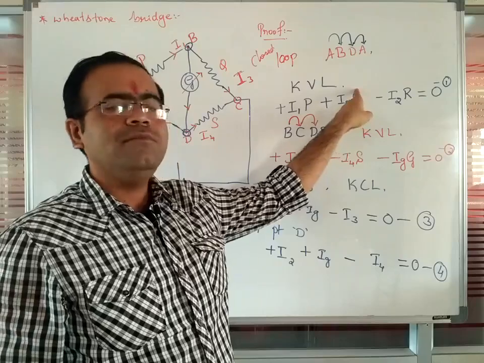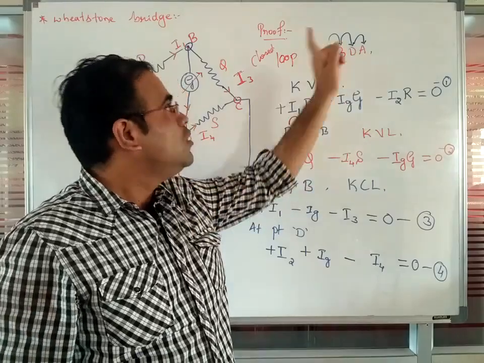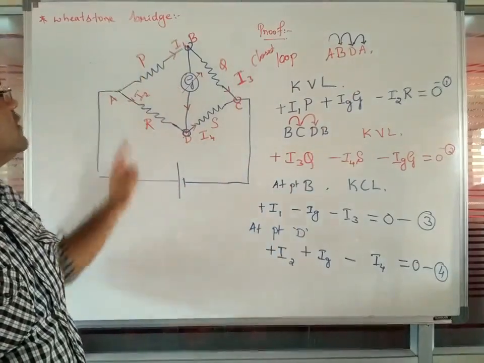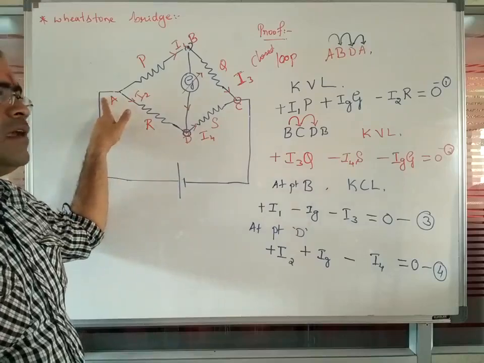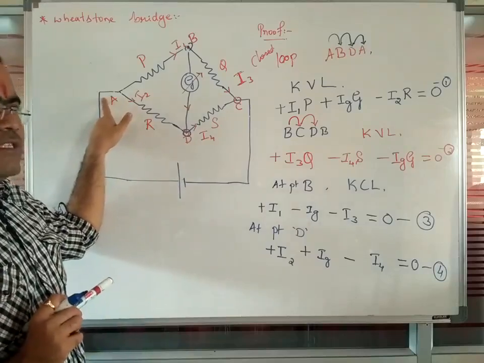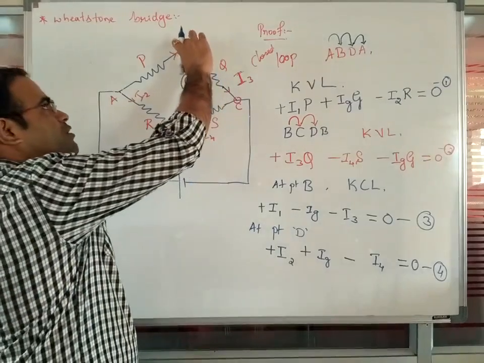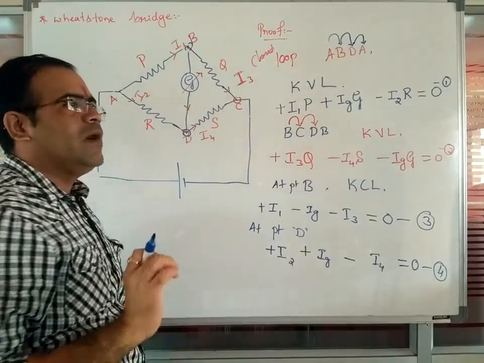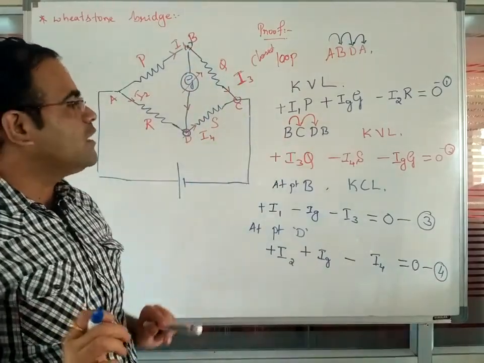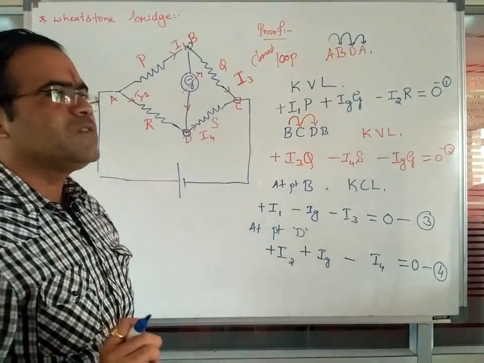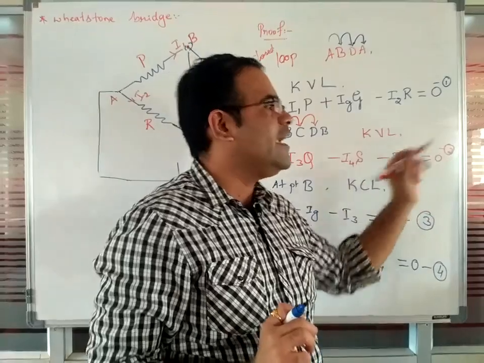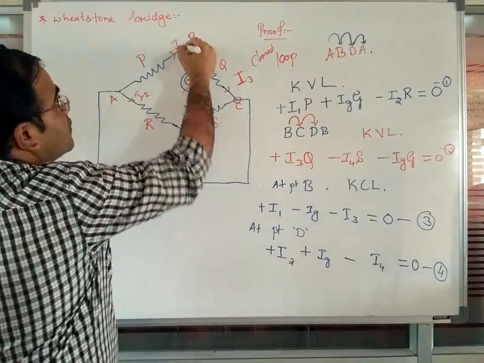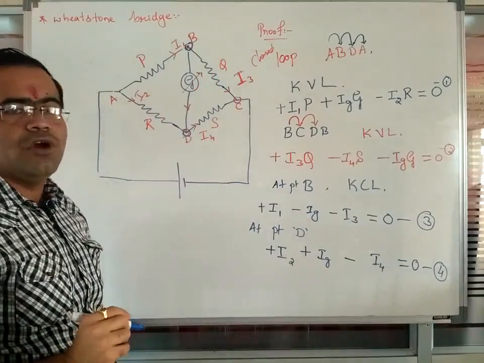The first equation is obtained by applying Kirchhoff's voltage law to the loop A, B, D, A. The second equation is given by the loop B, C, D, B, where we similarly apply Kirchhoff's voltage law. And the third equation is obtained by consideration of the junction point, the node point.